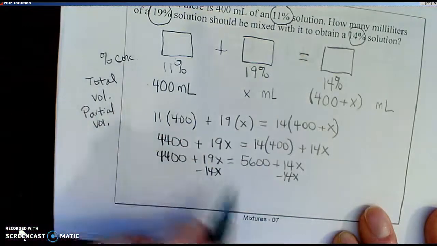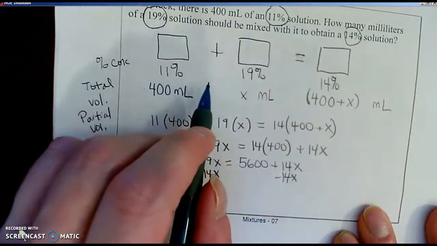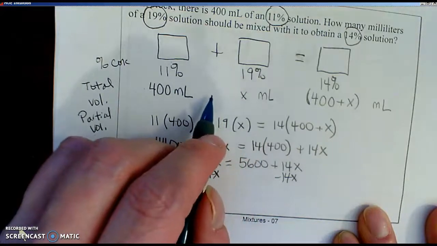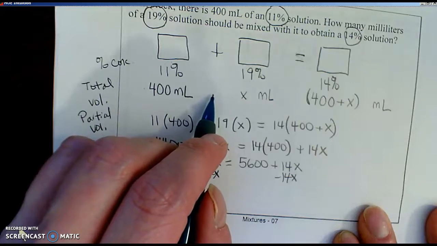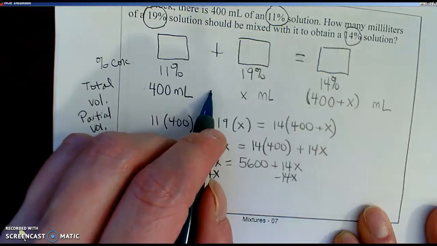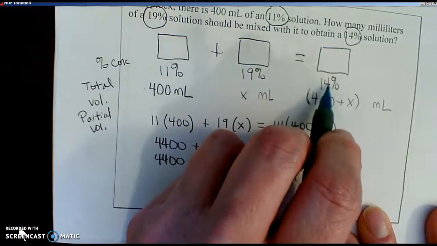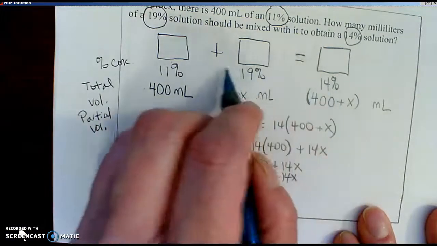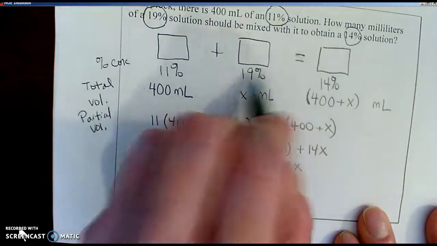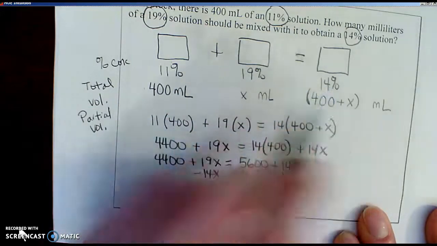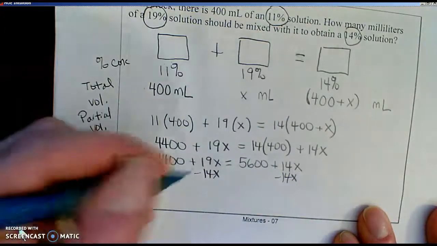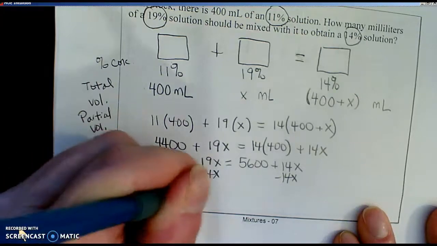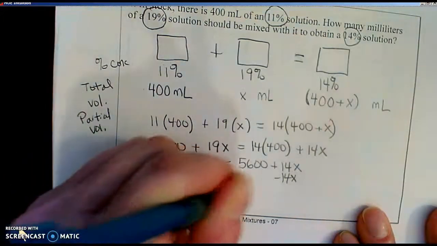By the way, if you do end up with a negative answer for one of these problems, it's probably not just a situation where you need to change the sign of your answer. What probably happened was your mixture percentage was not between the other two. So if you try to make it 11%, 14% adding up to 19%, you'll end up with a negative number. So be careful there. Okay, so that's going to be 4,400 plus 5X equals 5,600.